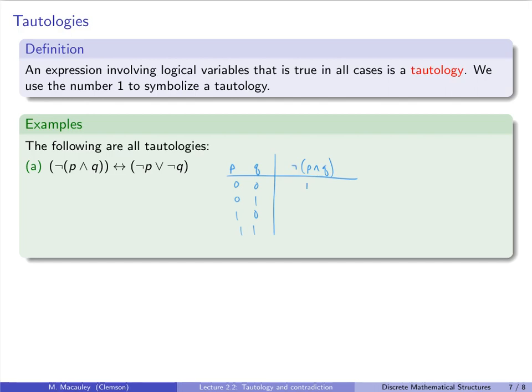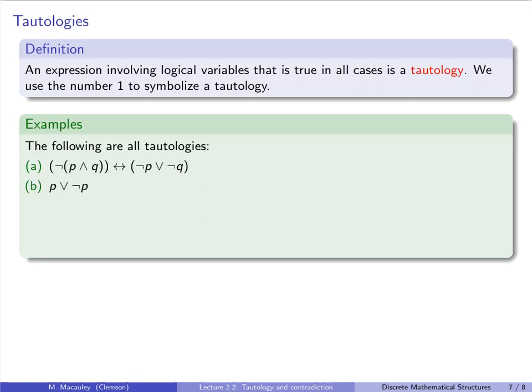So that's going to make this 1, 1, 1, 0. And similarly, if we compute not P or not Q, this is always going to be true unless both the left and the right-hand side are 0, which happens when P is 1 and Q is 1. So that's down here, where it's false, and otherwise it's true. So both of these have the same truth table. So it is definitely true that the left-hand side is true if and only if the right-hand side is true.